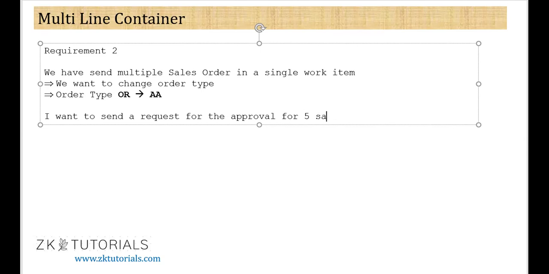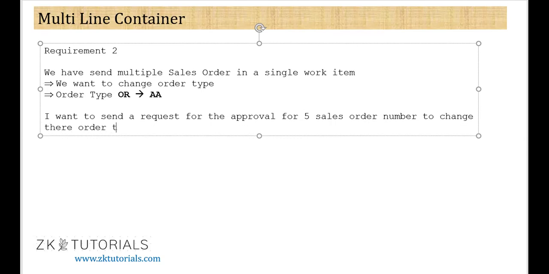sales order numbers. I want to send a request for the approval for 5 sales order numbers to change their order type. That's all my requirement is. So this is my requirement: I want to send a request for approval for 5 sales order numbers to change their order type. That we will see.